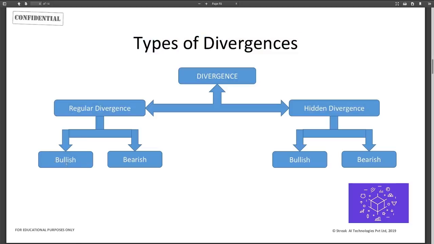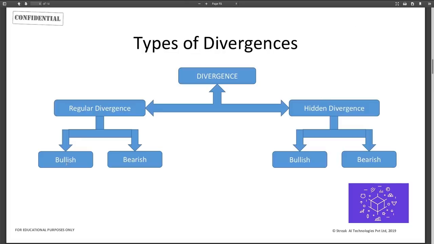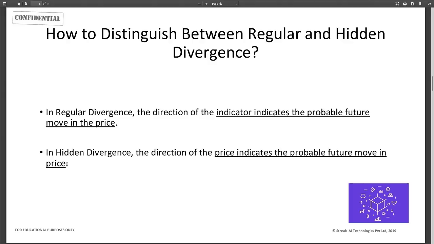Now again, both kinds of divergence have bullish and bearish divergence. Bullish divergence basically indicates the trend is going to be bullish, and bearish indicates that the new trend is going to be bearish. Quite straightforward. Okay, so we covered that there are two kinds of divergence. One is regular and one is hidden. Now, what is the difference between them?